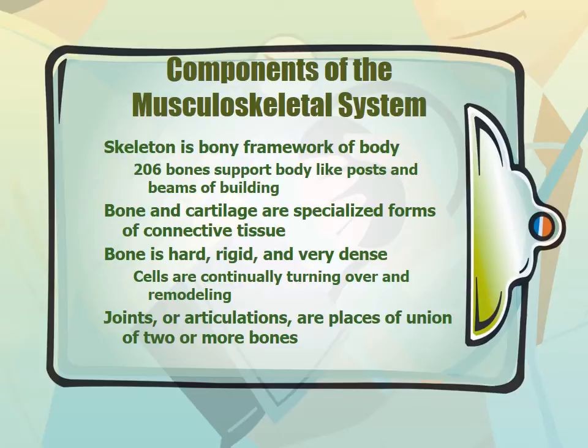We have both bone and cartilage, which are specialized forms of connective tissue. We know that bone is very hard, rigid, and very dense. We know that cells are always turning over and that we are remodeling as we age. Remember that joints, or articulations, which is another way that we refer to them sometimes, are places of union of two or more bones. So this is where the bones connect, right? And tendons connect muscle to bone.